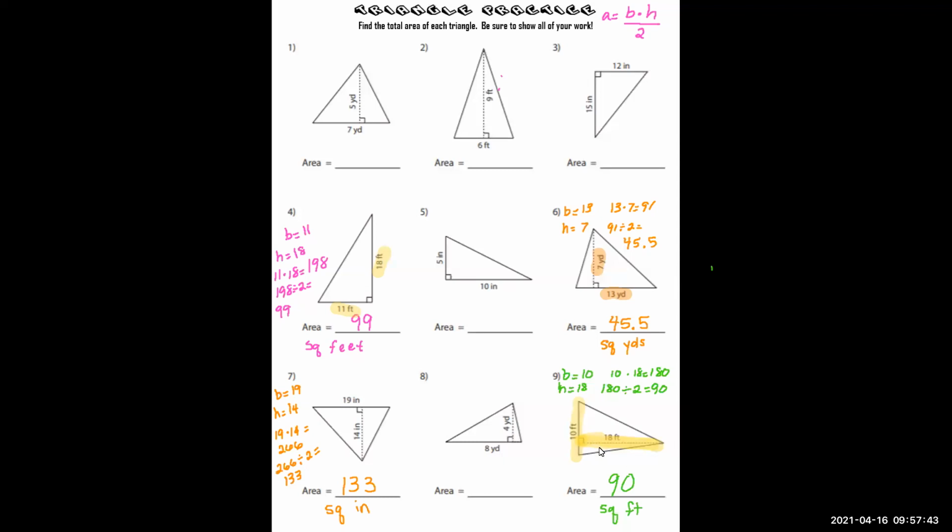Do I have any more questions about the triangles here? I'm not going to go over another one because you've seen how to do these now. If you follow the same thing I did for each of these, you should be fine. Base times height divided by 2, for triangles.